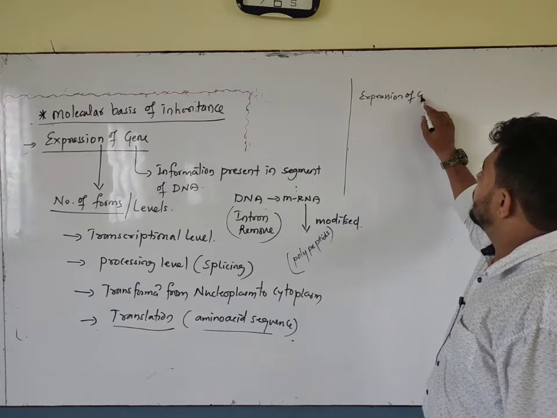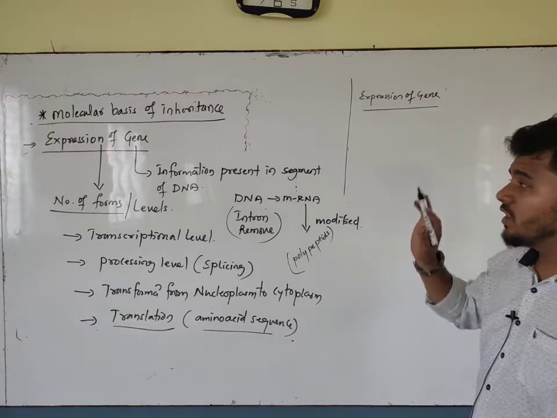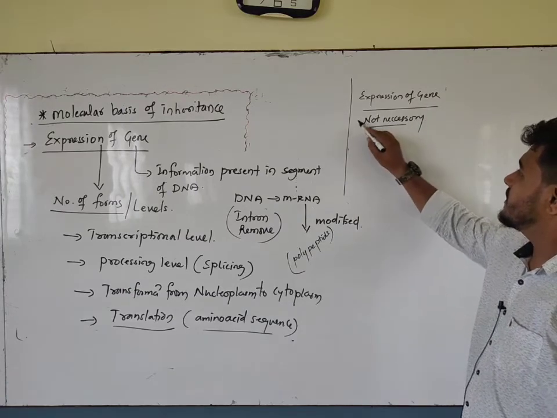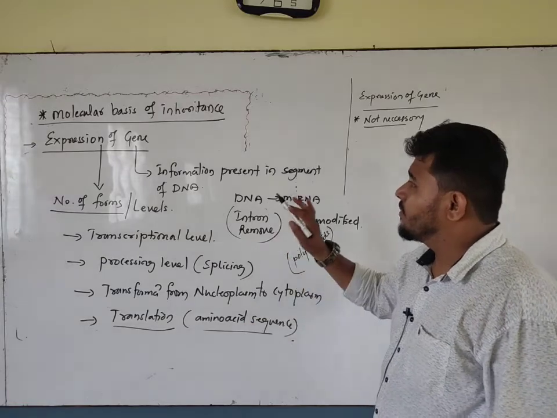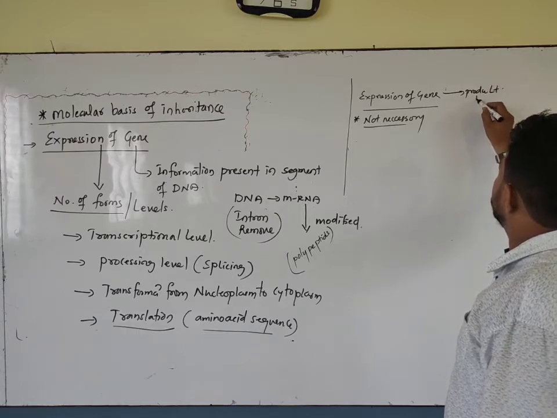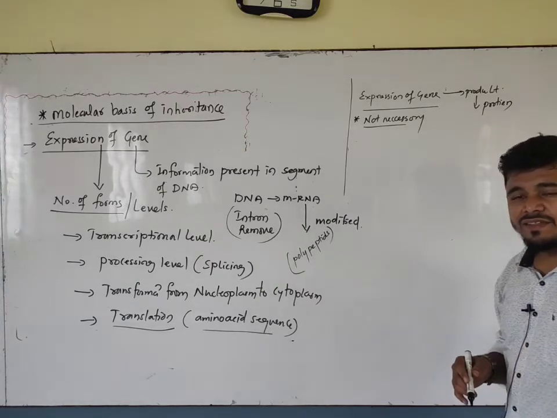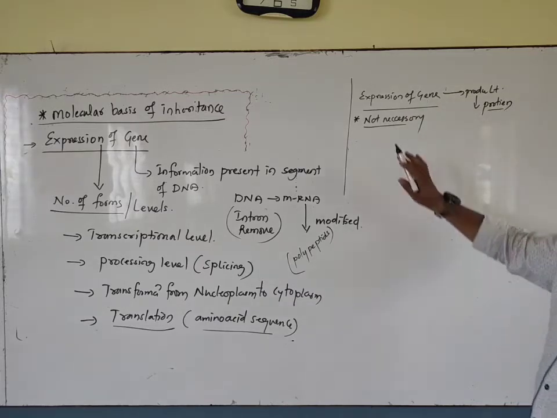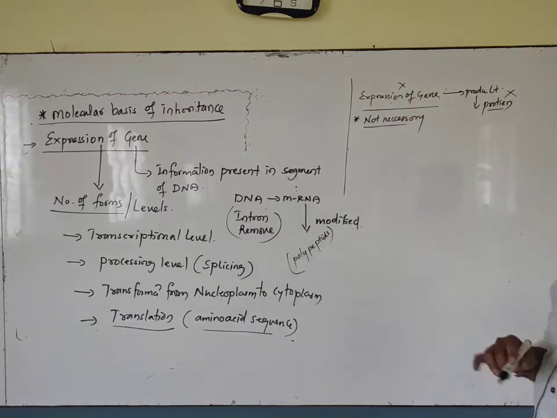So expression of gene, expression of gene, it will not take place whenever it is not necessary. When not necessary, the genes do not express. Remember, the ultimate product of gene expression is one particular protein. So whenever there is a necessity, the gene will express and it produces that protein. Whenever it is not necessary, this gene will not express and the protein will not form.